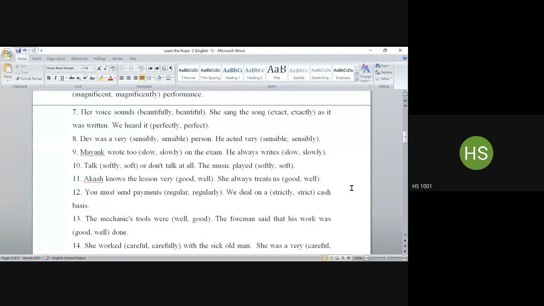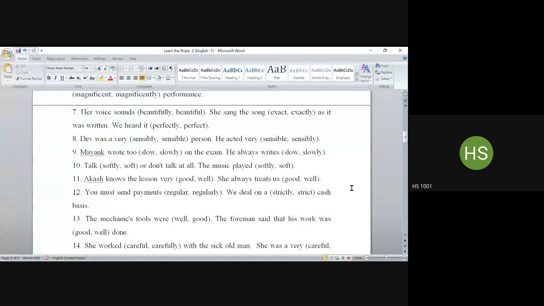Tenth one: talk softly, soft, or don't talk at all. Softly. Talk softly, or don't talk at all. The music played softly. Correct.